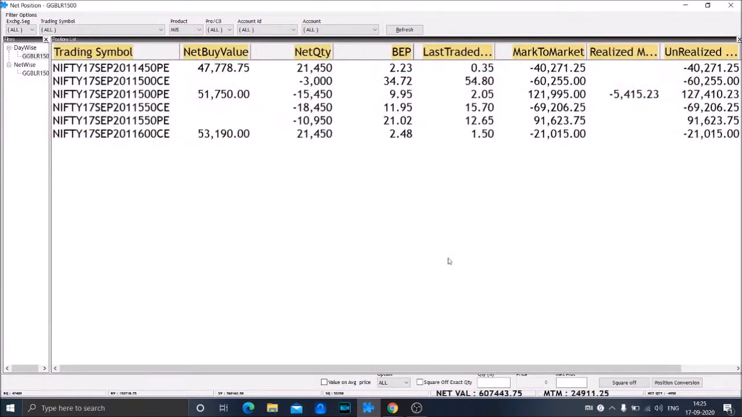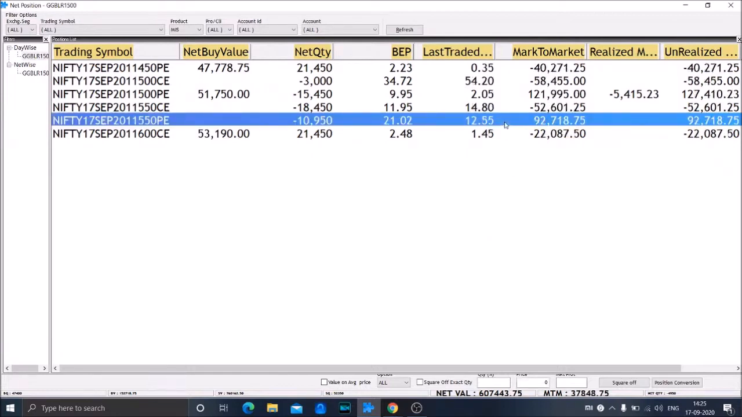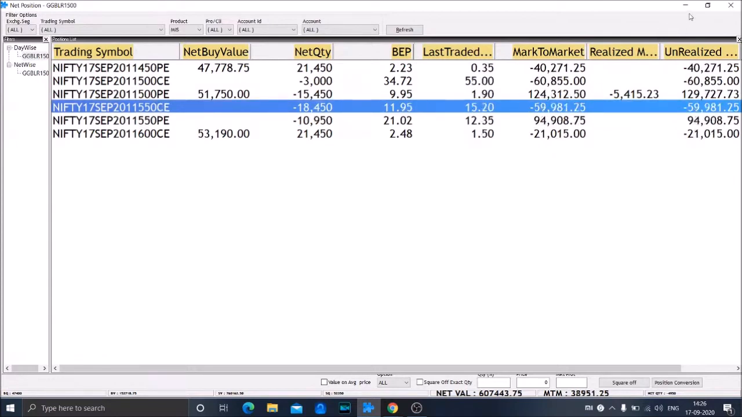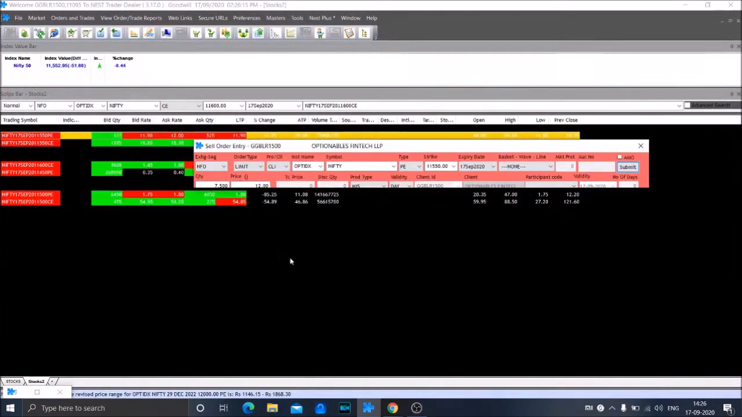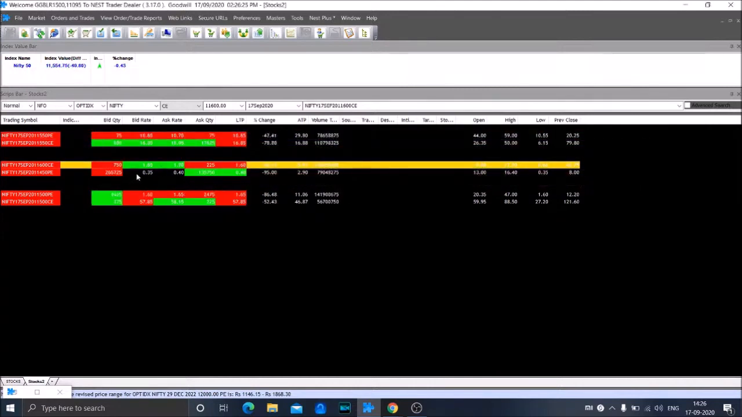Okay, it's at 6 rupees. Our M2M significantly dropped as expected. We have CE here as well, so we will be losing from both in case it goes up. So I will rather do one thing. I will do a straddle at 550.